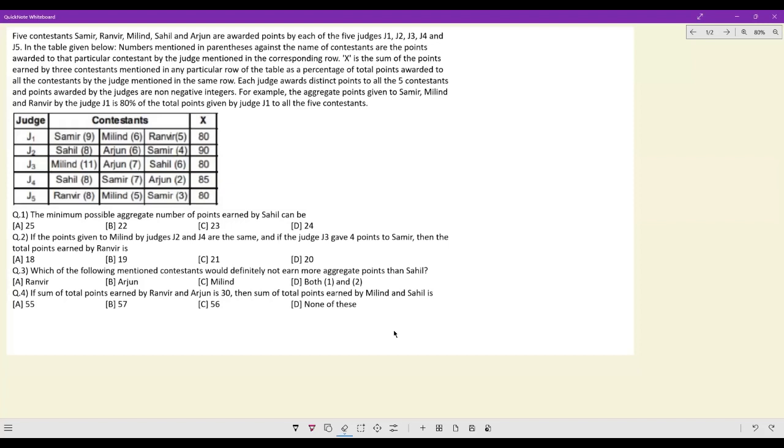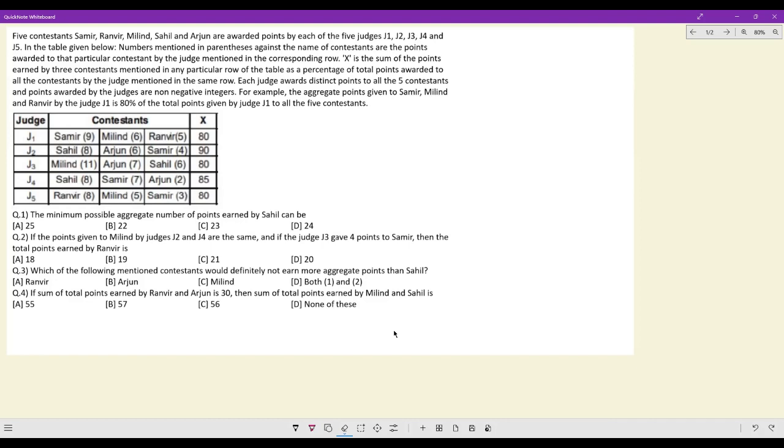Let's look at this set. 5 contestants, Sameer, Ranveer, Milind, Sahil, and Arjun, are awarded points by each of the 5 judges, J1, J2, J3, J4, and J5. In the table given below, numbers mentioned in the parentheses against the name of the contestants are points awarded to that particular contestant by the judge mentioned in the corresponding row.